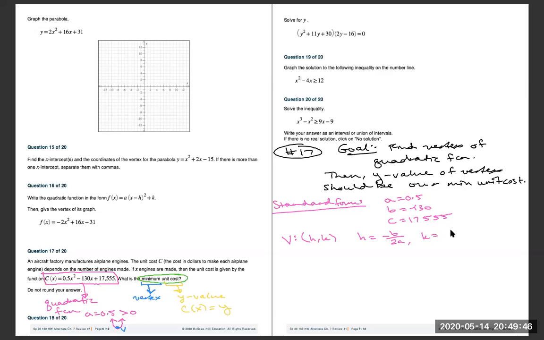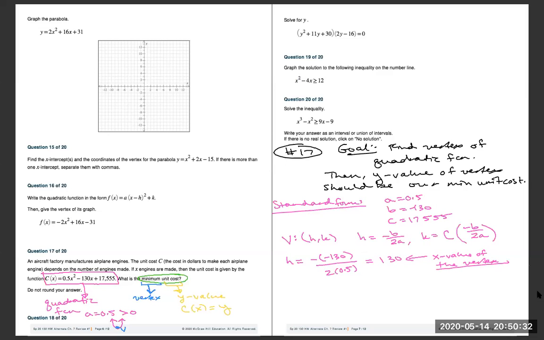and k is equal to your function value. Your function in this case is called c. So k is the function value at negative b over 2a. So let's start by finding h. It's going to be negative negative 130 divided by 2 times 0.5, which turns out to be 130. Okay. This is the x value of the vertex.